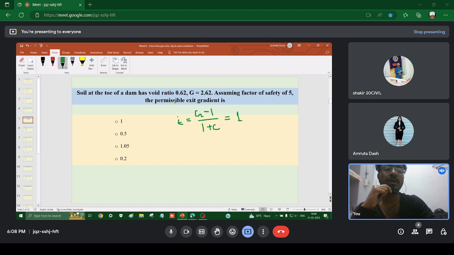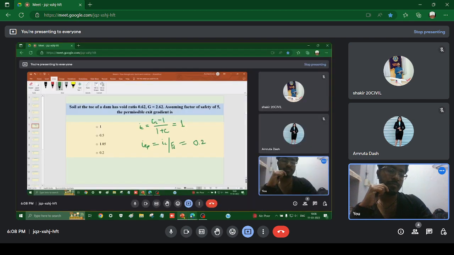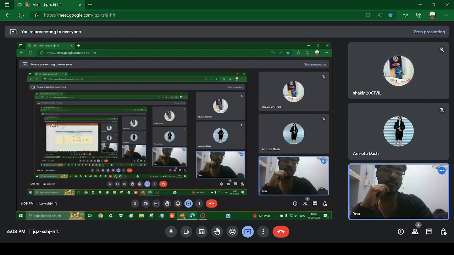I'm asking about the permissible exit gradient. So factor of safety of 5. So the exit gradient which is permissible will be i_c divided by factor of safety, that will be equal to 1 by 5, that is equal to 0.2. Isn't it? Is it clear?